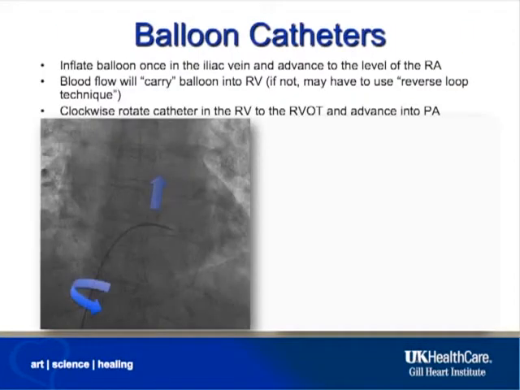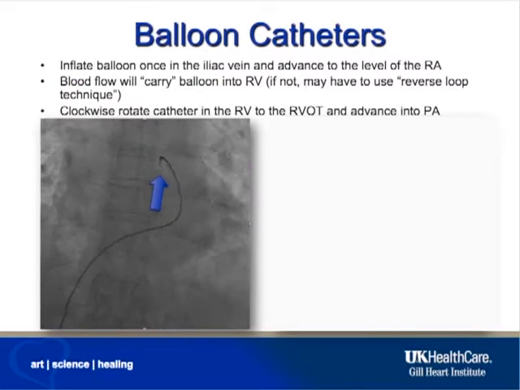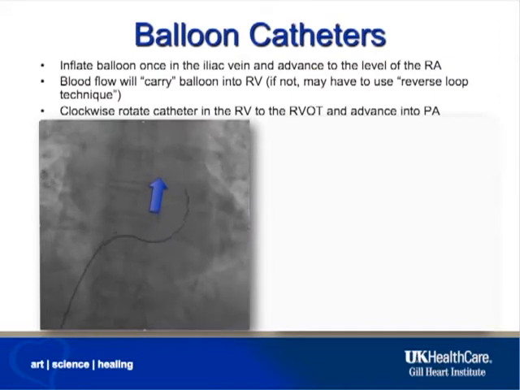Balloon tip catheters can be useful in situations when there are problems advancing the pigtail catheter. We use an 035 6 French balloon tip catheter, which can be inflated in the IVC, advanced, and directionally located into the right atrium and ventricle following blood flow. When in the right ventricle, clockwise rotation is used to torque the catheter into the outflow tract, where it can be advanced into the pulmonary artery.